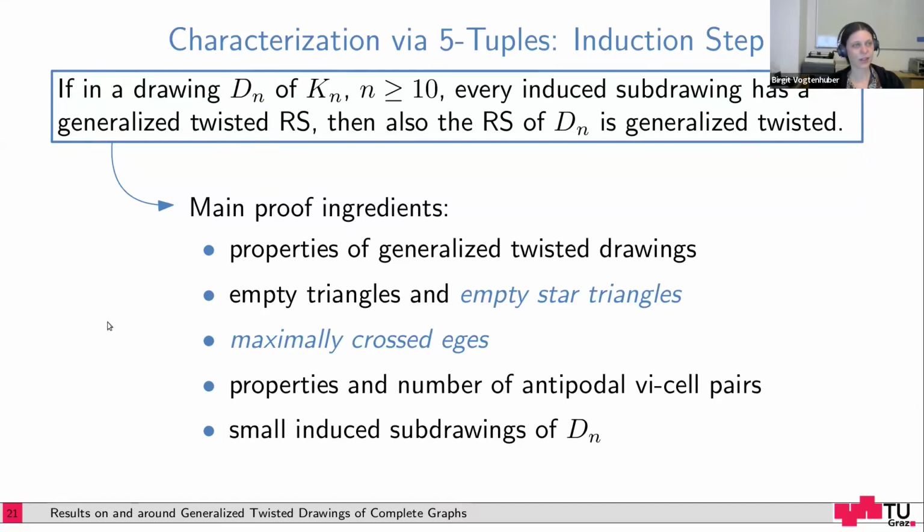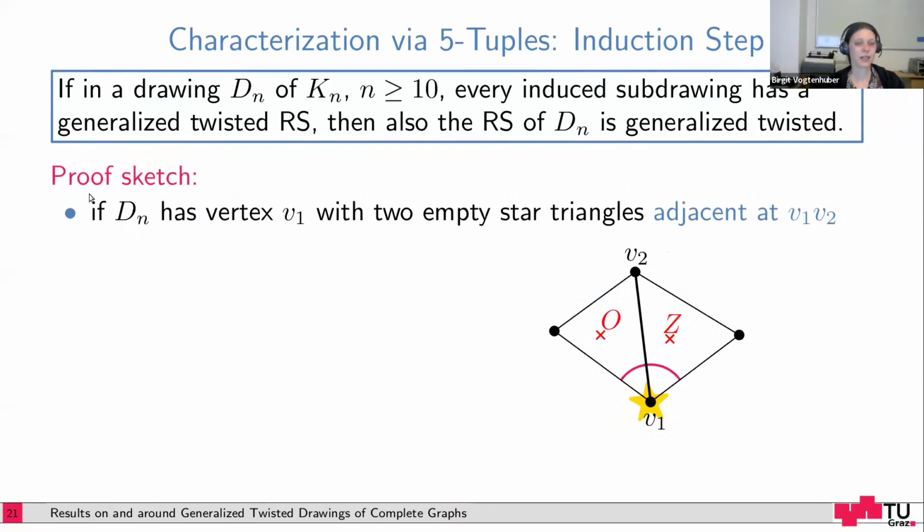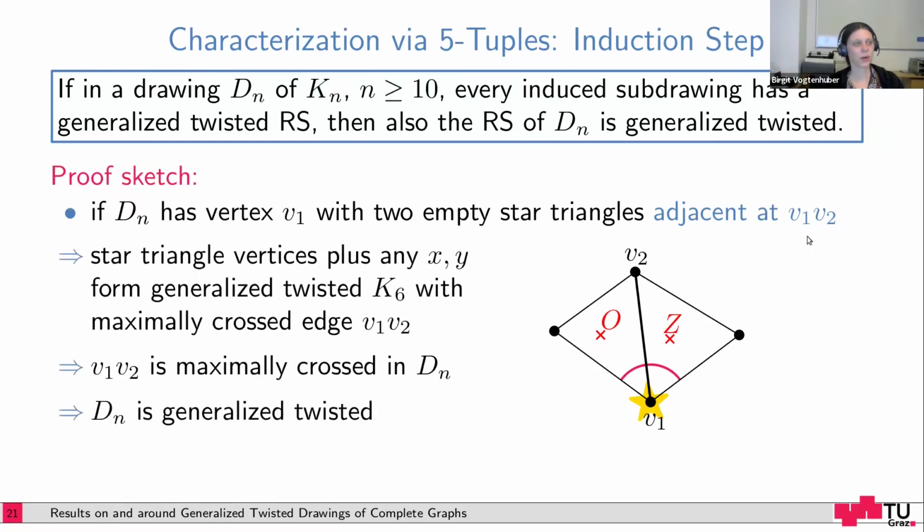So now we have all the ingredients, and the simple case is if we have some vertex that has two empty star triangles that are adjacent at one edge. Then by the arguments before, we know that the star triangle vertices plus any x and y form a generalized twisted K6 with a maximally crossed edge. So hence also the whole drawing Dn contains a maximally crossed edge and is generalized twisted.